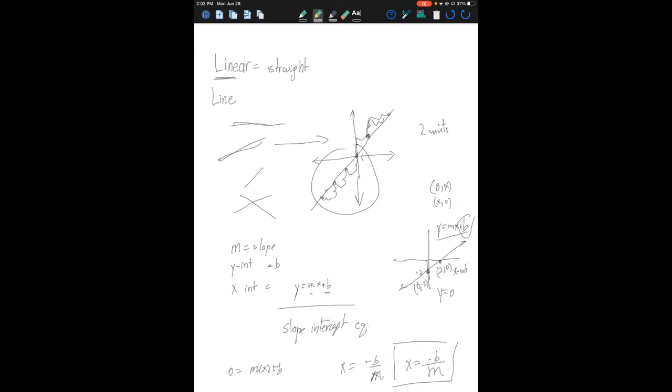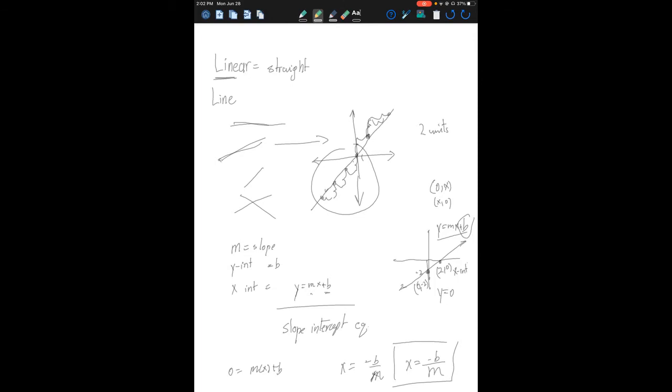Now, you can say, what if there are two places on the graph or on the line where the x-intercept is 0? Then the x value is 0, so does that mean the line has 2 y-intercepts? Yeah, that is true. It could have 2, it could have 3. It depends on the degree of the equation you're dealing with.